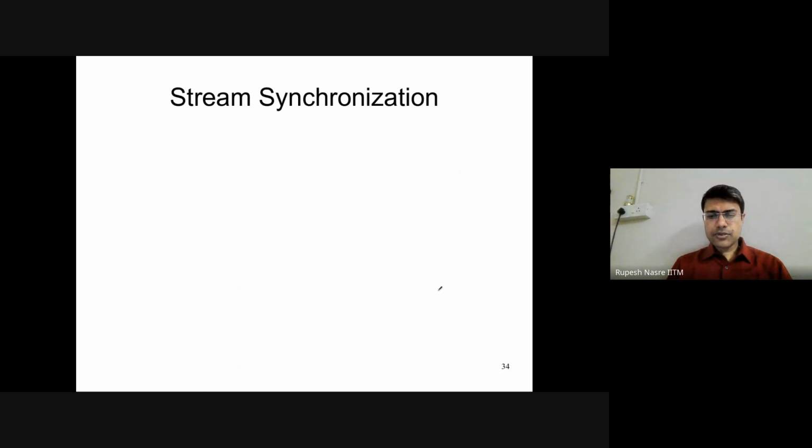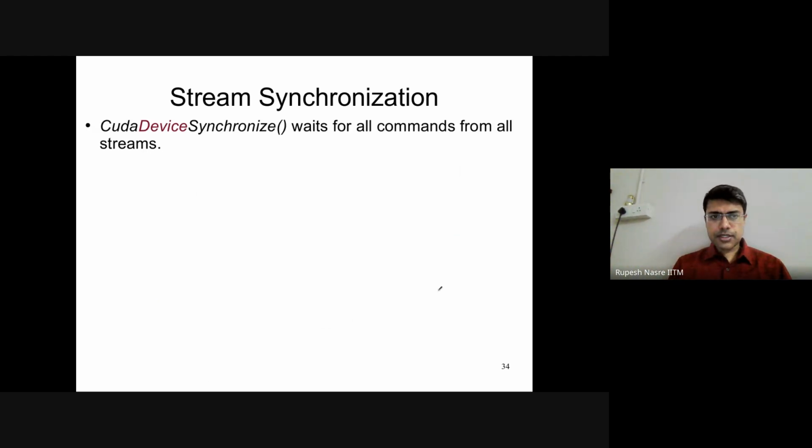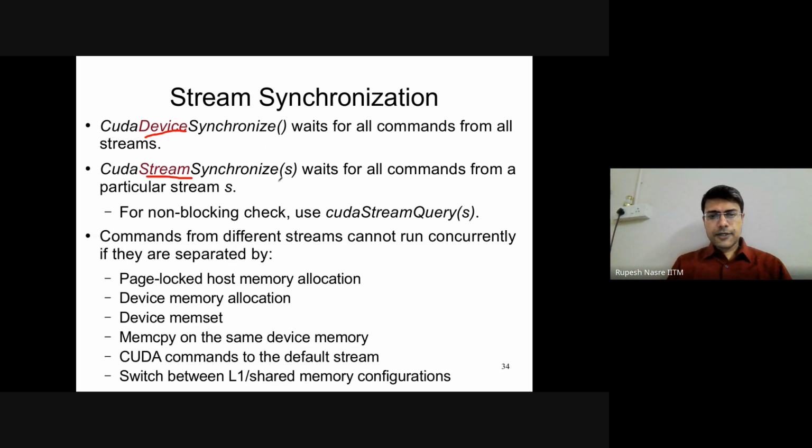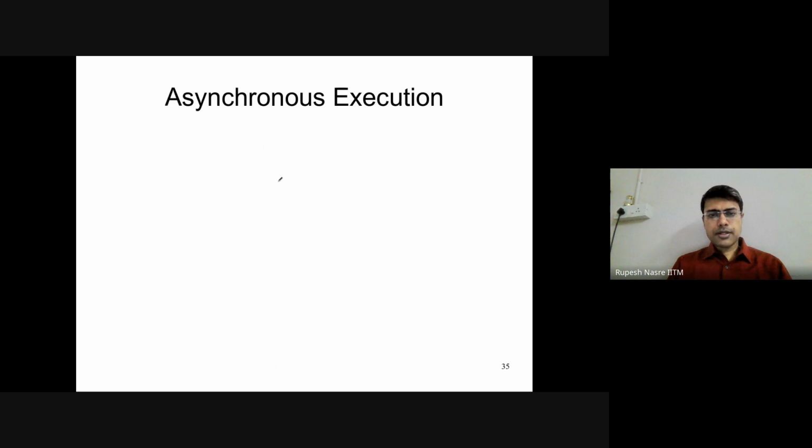Sometimes we would like to synchronize with respect to a stream. We are using multiple streams, but whenever a particular stream's functionality is over, I would like to perform some processing. deviceSynchronize is for all the operations of all the streams of that particular device, whereas cudaStreamSynchronize ensures that you wait only for the commands of that particular stream.